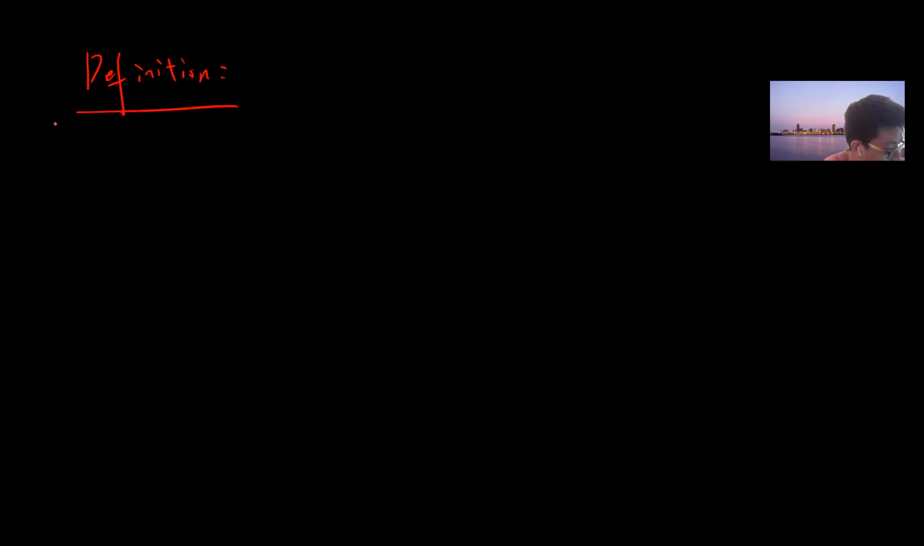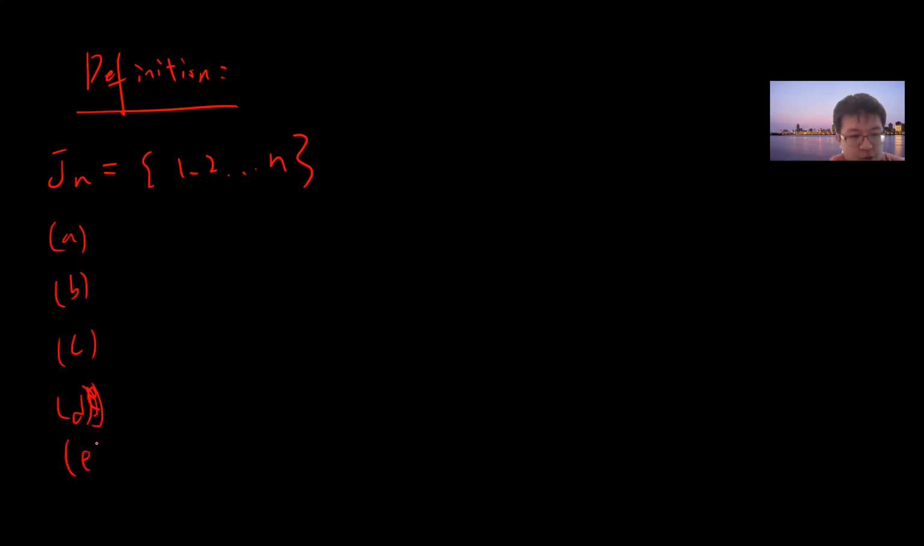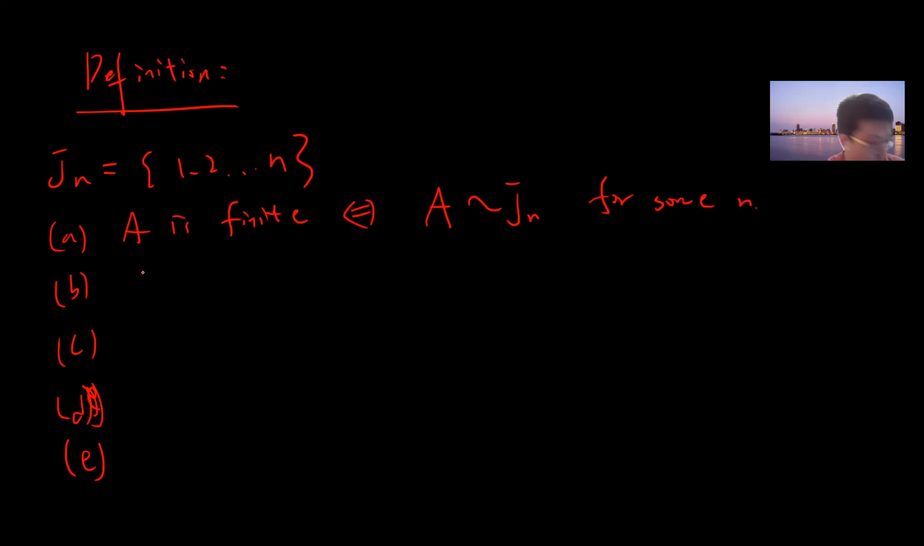Okay, so for this definition, let J_n be the set from 1 to n. So we give five definitions. This is fairly routine, and I think it's very stupid, but I still need to write it. A is finite if and only if A has the same cardinality as J_n for some n. And A is infinite.